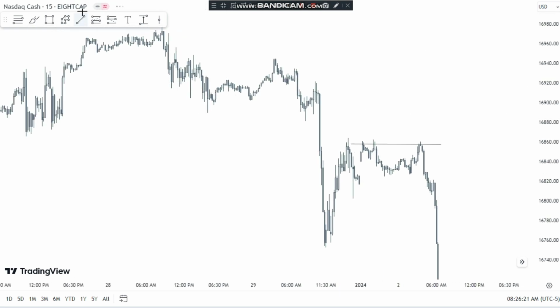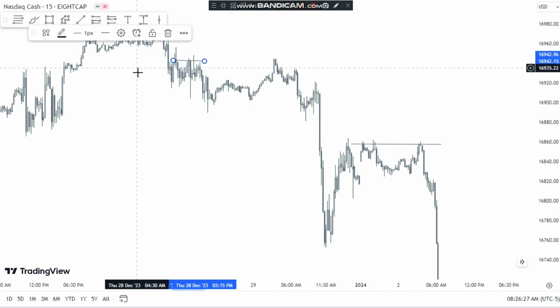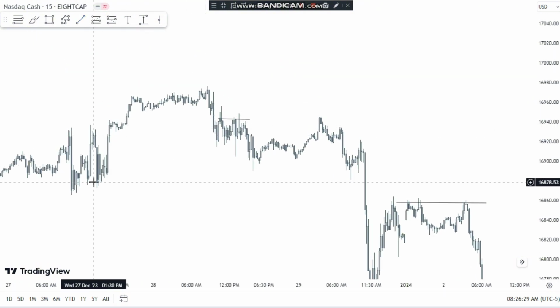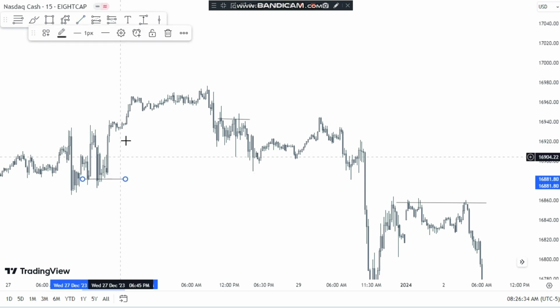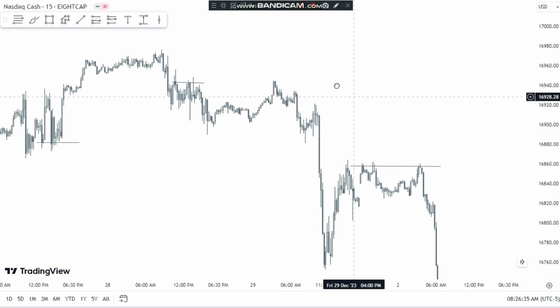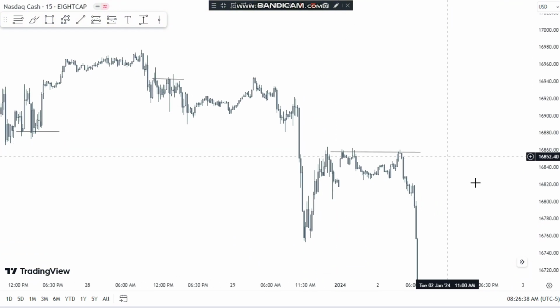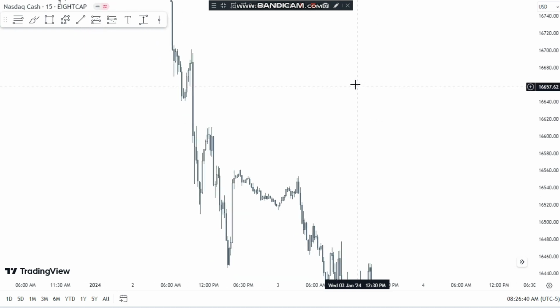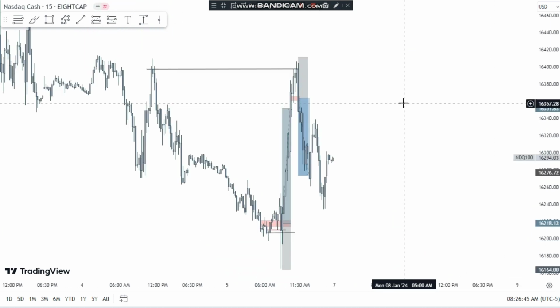Okay, now I will show you some more examples. You can see this was a swing high, the price went above it, and then it came down. You can find such structures at multiple points. Here you can see the same thing happened here. So the main thing is risk management. Every strategy can give you profits, but if you can't manage the risk, you won't be a profitable trader.